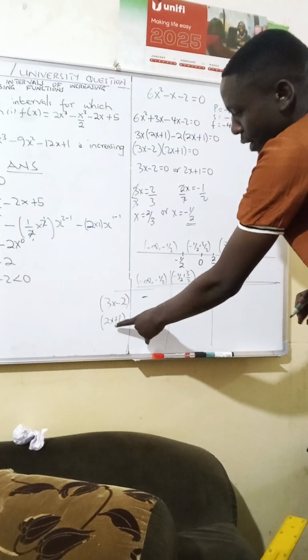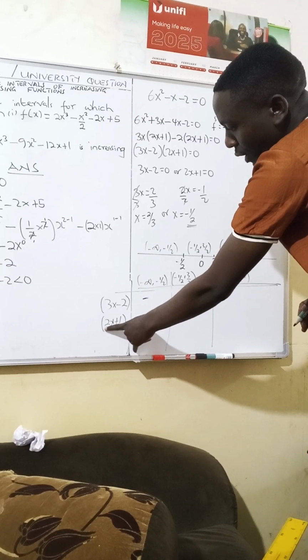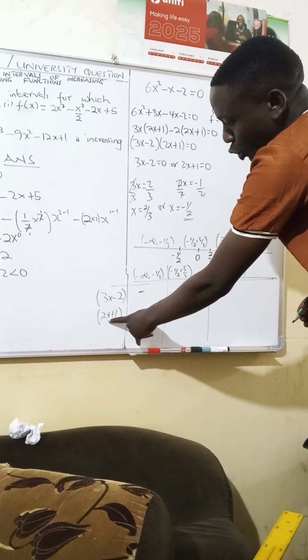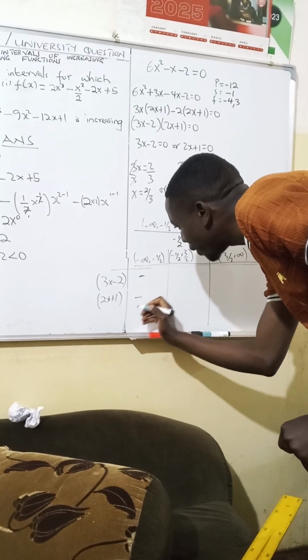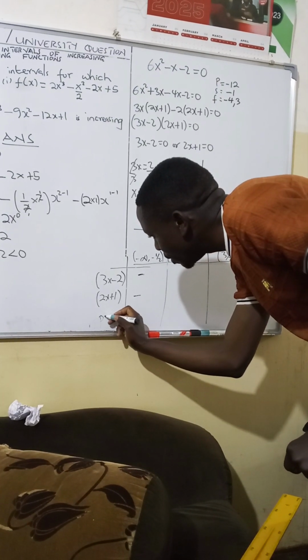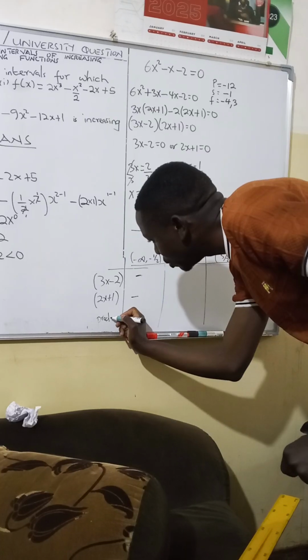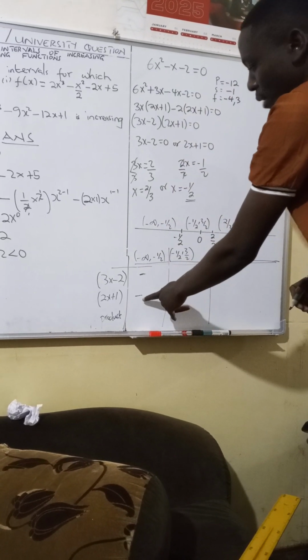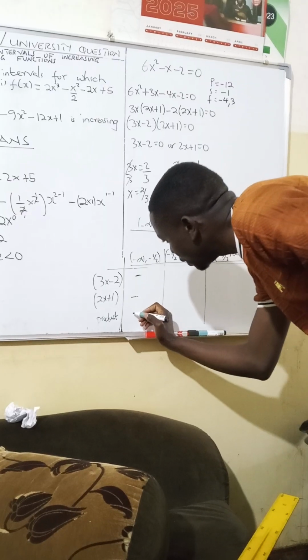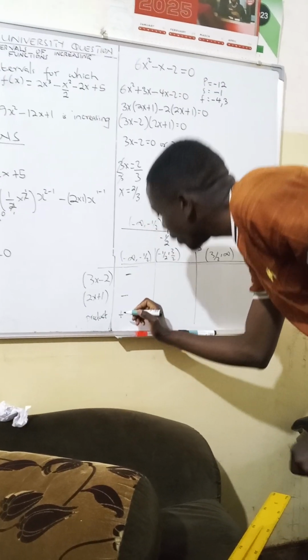Again, if I pick the same negative 1, I put it in this equation. 2 times negative 1, it's negative 2. Negative 2 plus 1, I'm still going to get a negative value. Then here I'm going to have the product of the two signs. Negative times negative, the result is positive.